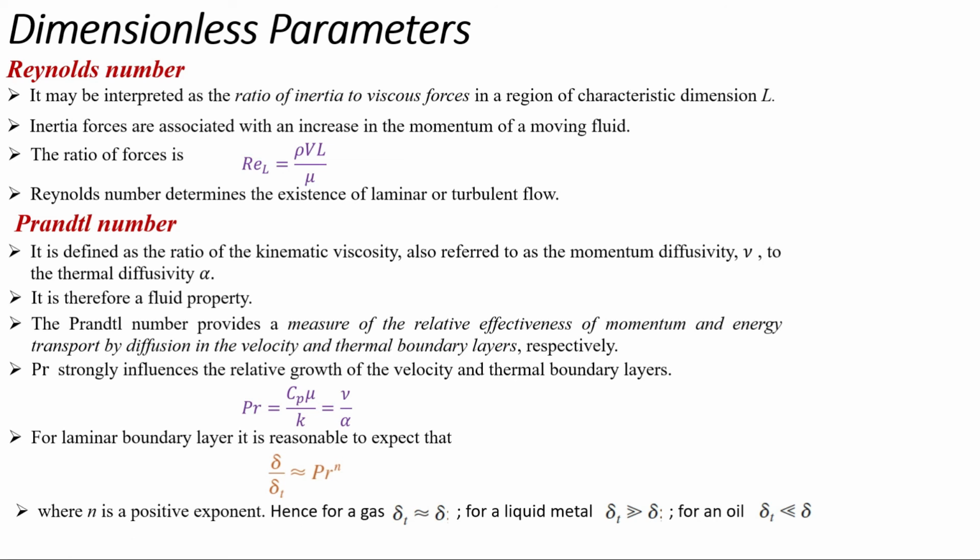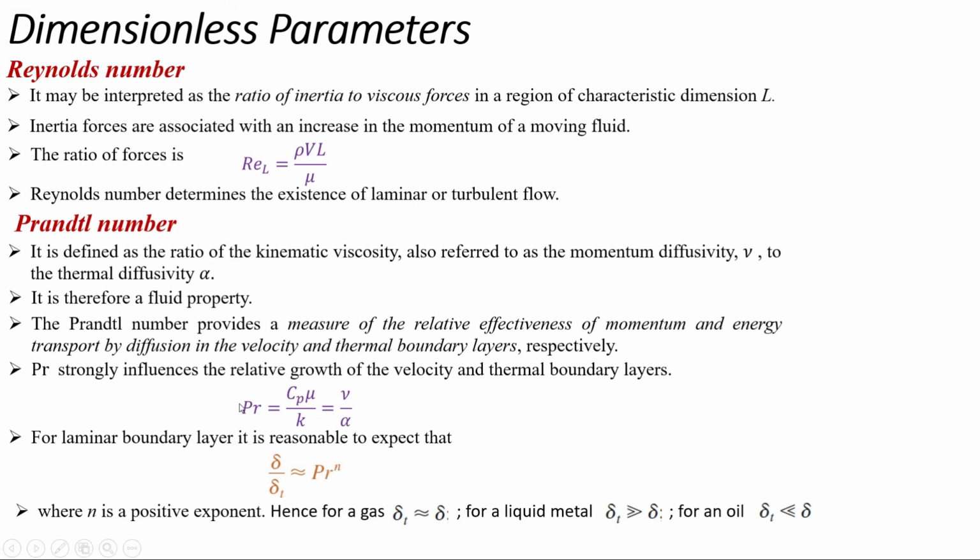For gases the thermal boundary layer thickness is approximately equal to the velocity boundary layer thickness. For liquid metal, the thermal boundary layer is much greater than the velocity boundary layer, and for an oil the thermal boundary layer thickness is very much less than the velocity boundary layer thickness.